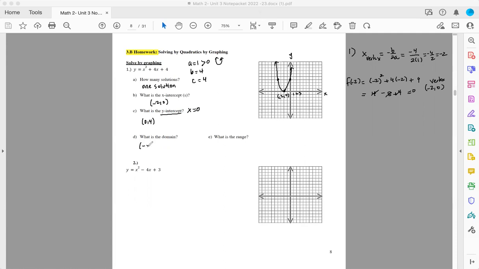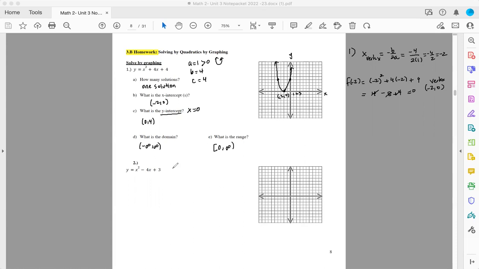Remember, we always place negative infinity on the left because it's a lower value. What is the range, the y values? The y values, we start at 0 and we go up, including 0, because 0 is part of the graph. So we say bracket 0, comma, infinity. For number 2, that's pretty simple.